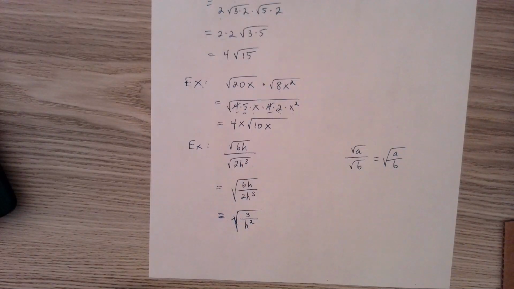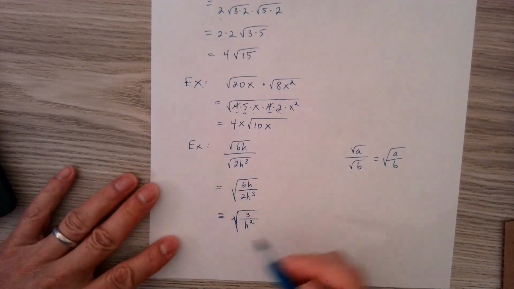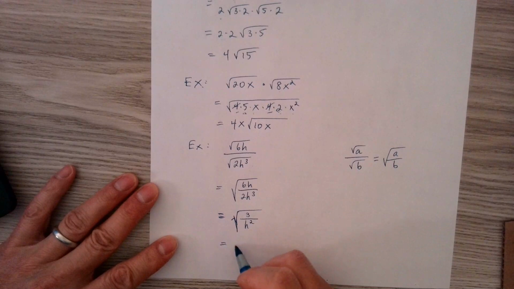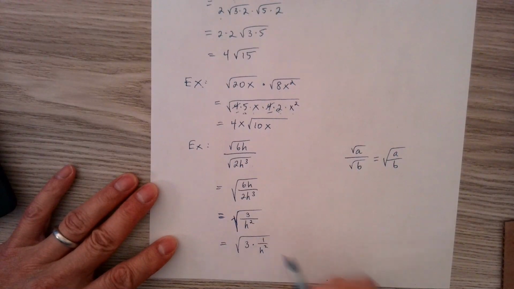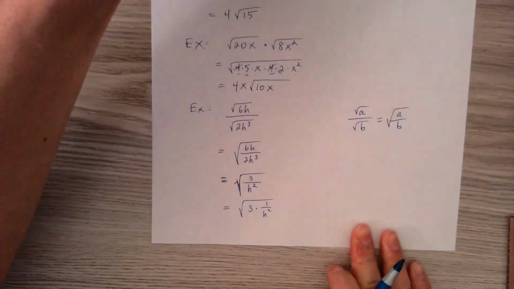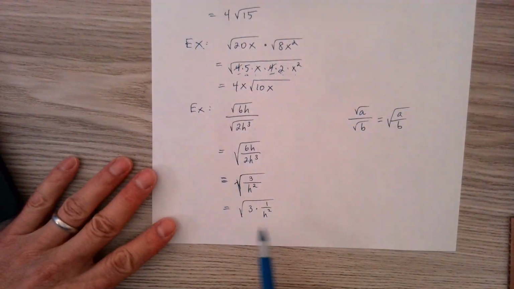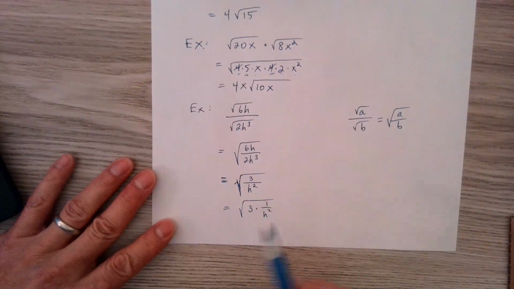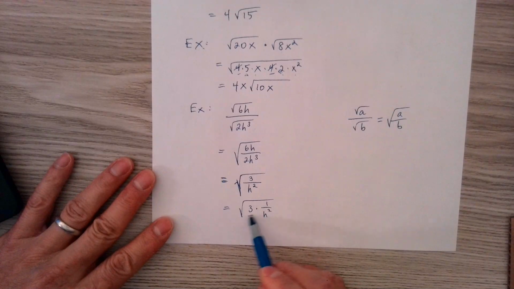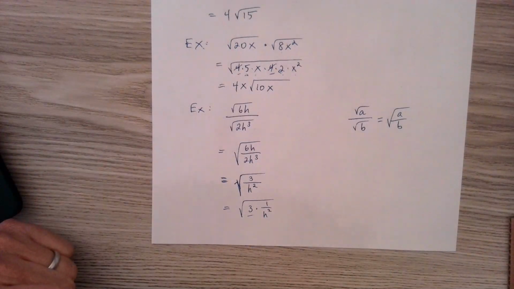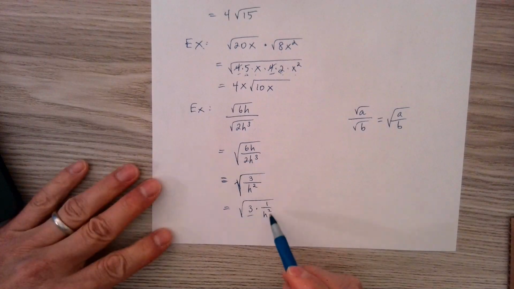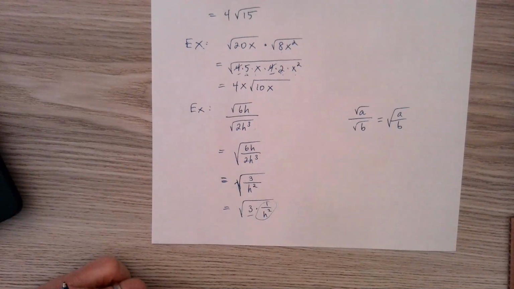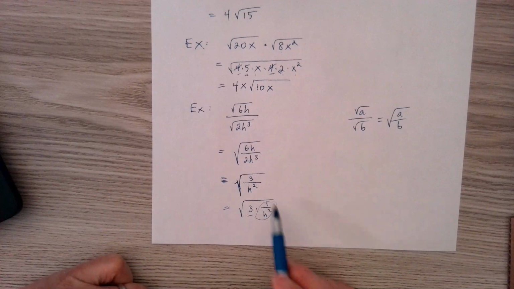Okay. Just to make things a little more clear, I'm going to rewrite this as rad of 3 times 1 over h squared. In the future, you may not need to do this, but since it's the first time, I'm going to do that here. I did that because I want you to see that the 3, of course, can't come out, and this can. Well, something can, because this is a perfect square.